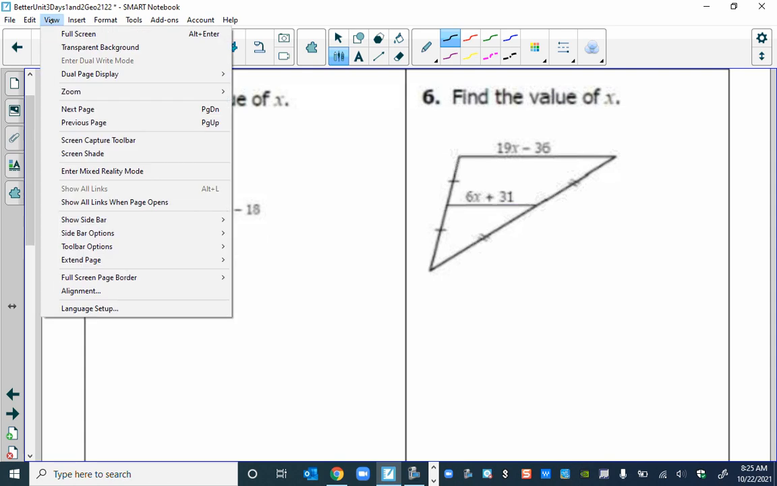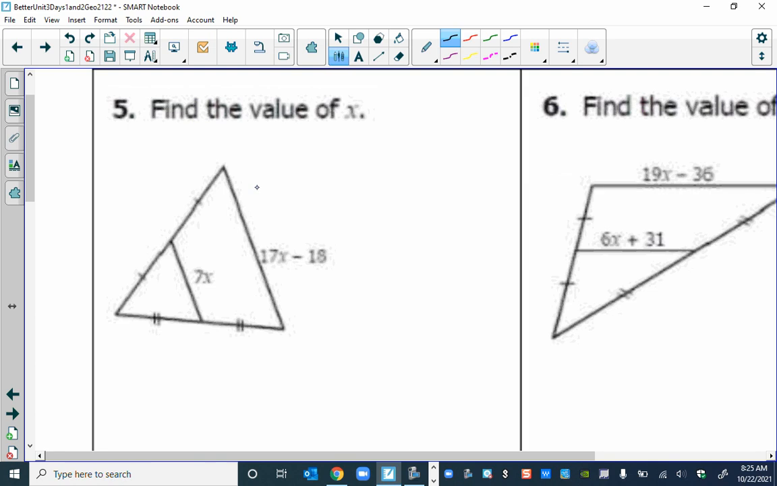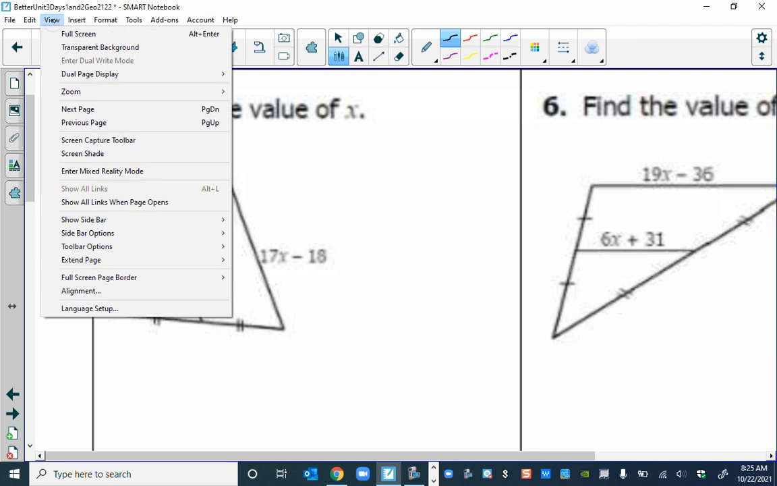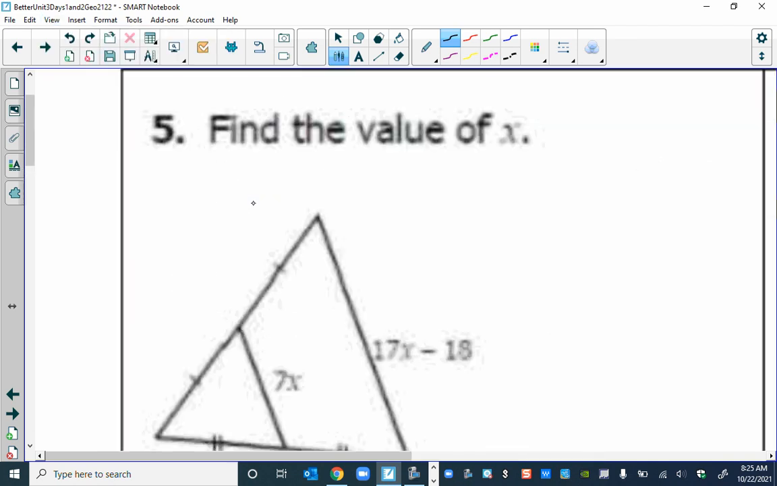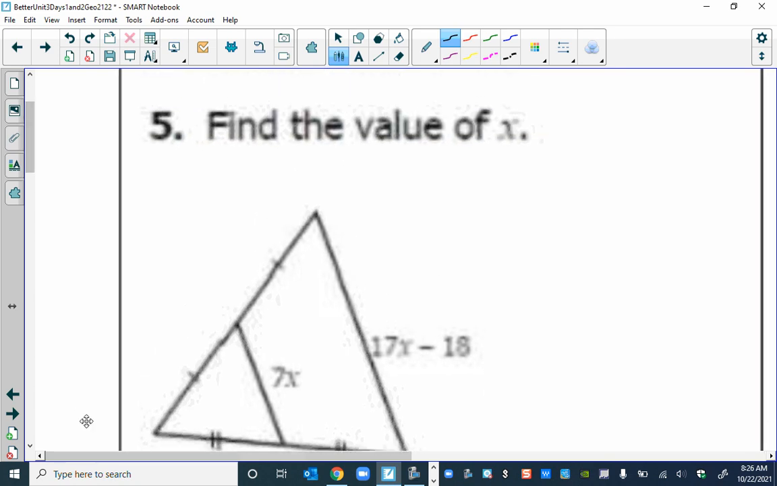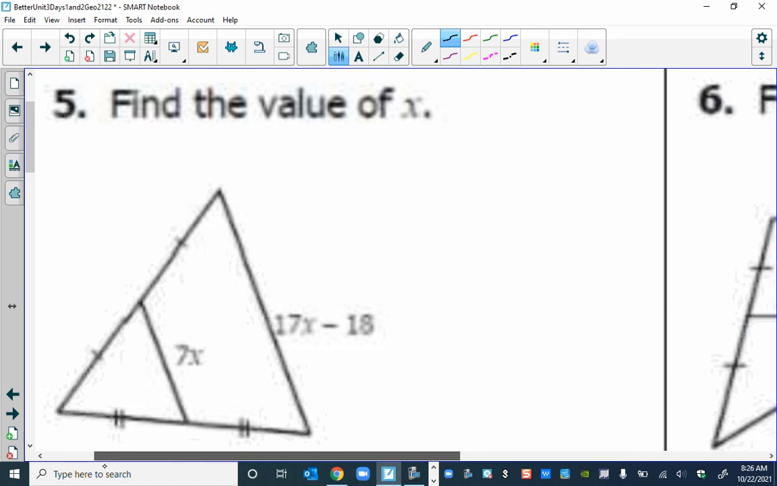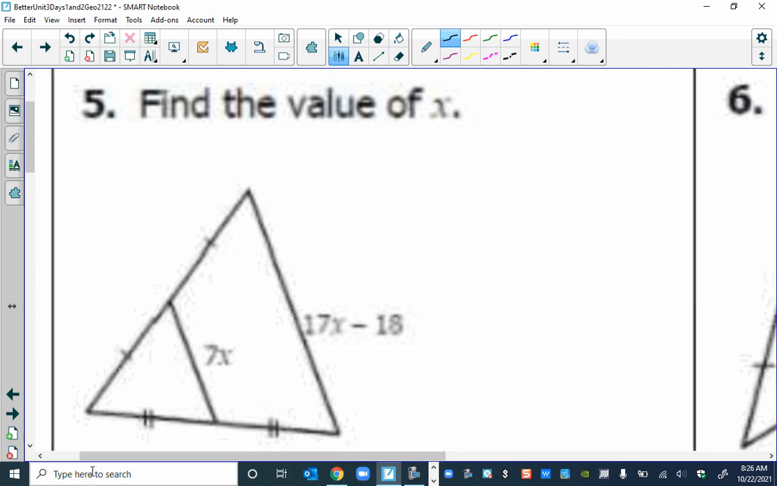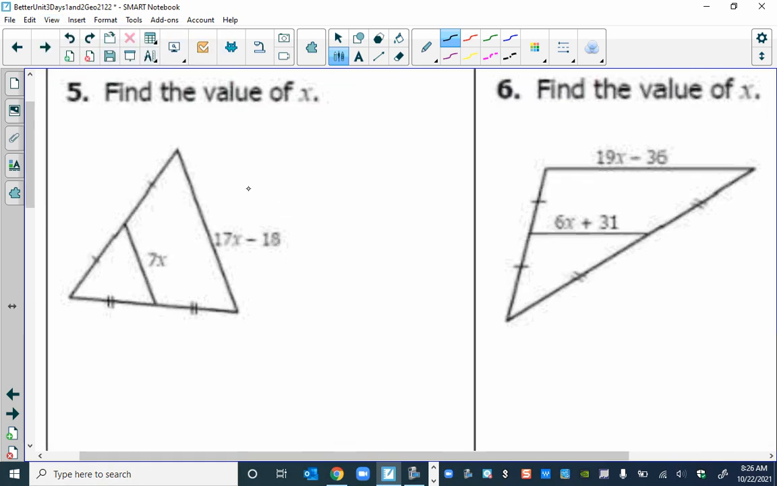All right, let's make this even bigger. That might have been too big. Okay, so we're on the back side. I think that might be too big, right? Is that too big? Okay. Okay, so number 5. Sorry, I thought I was about to sneeze. Sorry about that. Okay. Find the value of x.